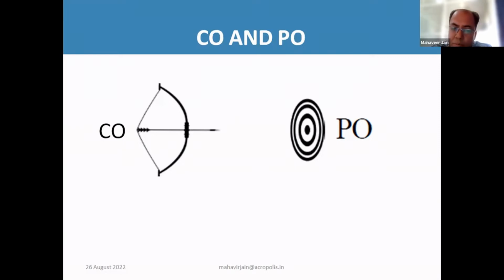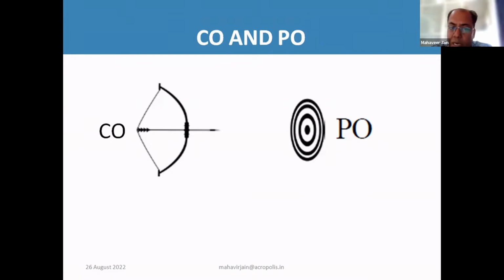Okay, so as much alignment as there will be between the CO and the PO, your target will definitely be hit. So every time you teach the course in that way, your program outcome should be achieved.